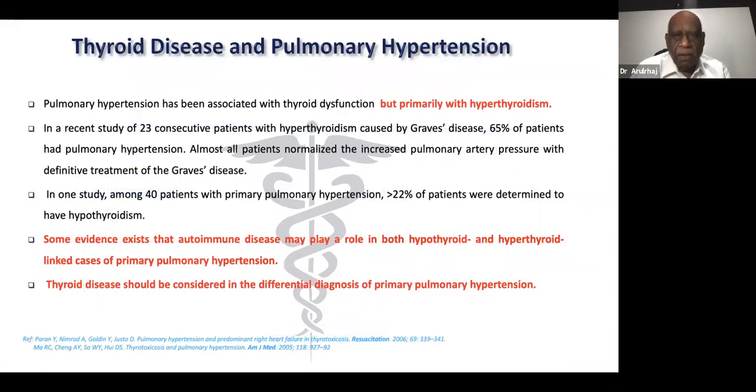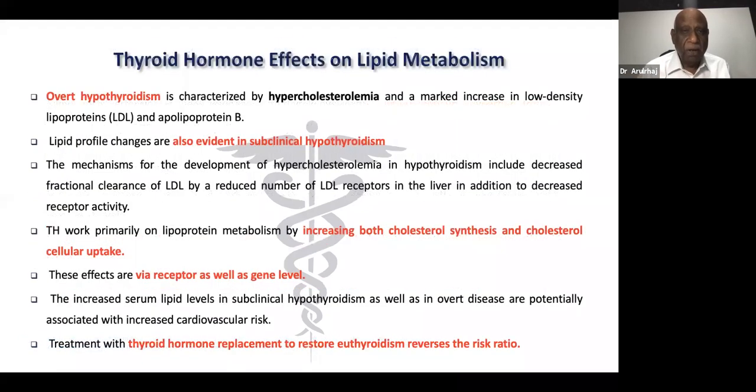And thyroid disease and pulmonary hypertension, as I made a small mention, primary pulmonary hypertension has been associated with thyroid dysfunction, mostly the hyperthyroid state. And there is some evidence that autoimmune disease may play a role in both hypo and hyperthyroidism, which are linked to primary pulmonary hypertension. Therefore, thyroid disease must be considered in the differential diagnosis of primary pulmonary hypertension. Before saying PPH, we need to evaluate for thyroid dysfunction, hypo or hyper.